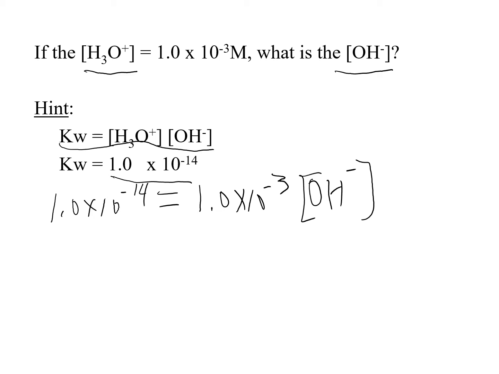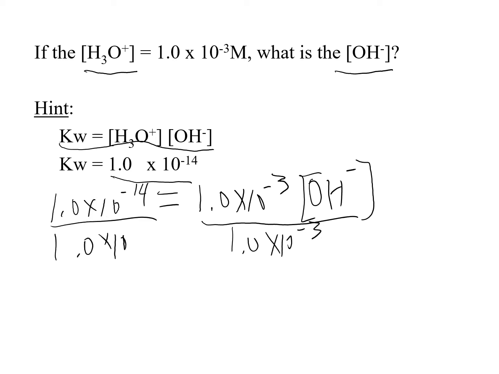In order to get the hydroxide ions by themselves, we're going to divide both sides by 1 times 10 to the negative 3rd, and we're doing this in order so we can cancel our units on the right of the equation, and then we end up with hydroxide ion concentration by itself. So you could plug these numbers into your calculator, 10 to the negative 14th divided by 10 to the negative 3rd, and you would get an answer.